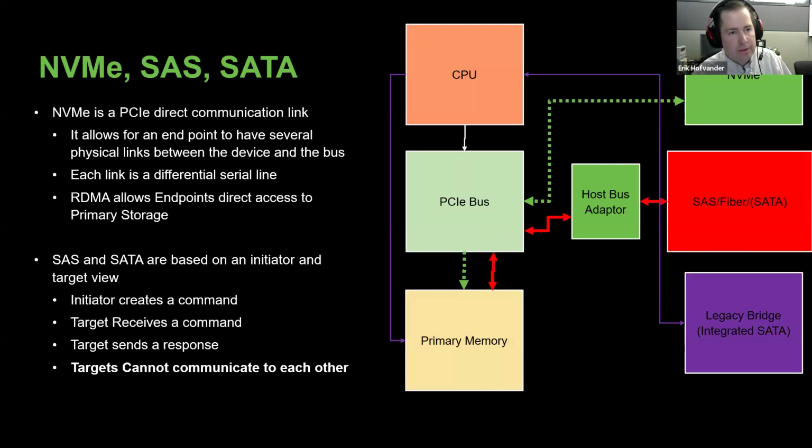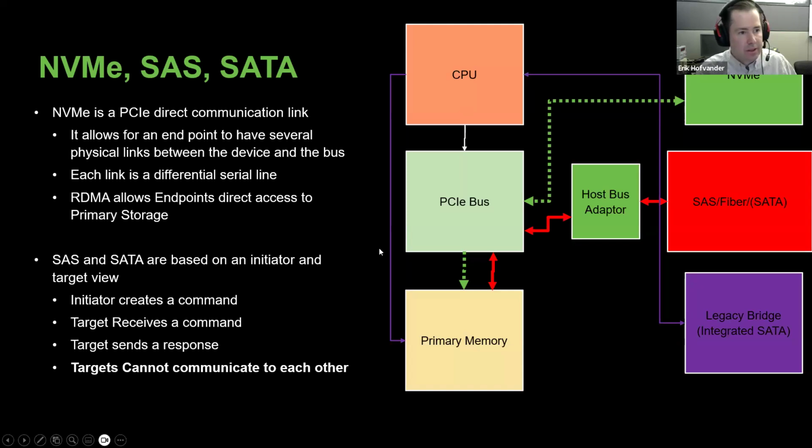In NVMe, we have the concept of an endpoint, not the concept of a target. And endpoints can actually write across each other. So if I have two flash devices, I can actually have them write to each other directly and never touch main memory at all, which is really great because it saves me on DRAM, it saves me on CPU time. All those things are great.